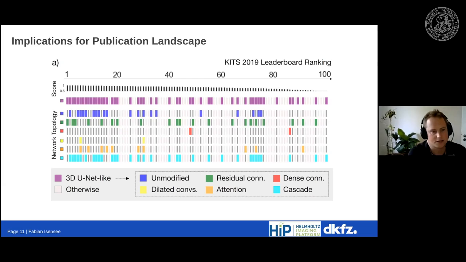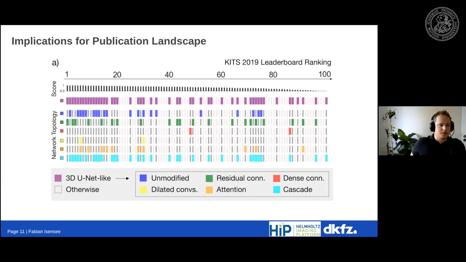see a clear signal. So the blue bars here are essentially just unmodified 3D UNets, and the other ones are like the residual UNet, which is actually the type of architecture that won the competition. Then we have some dense UNets, UNets with dilated convolutions instead of poolings, some attention UNets, and also you can forget about the last row. That's just to demonstrate which teams used a cascaded approach and which teams didn't.